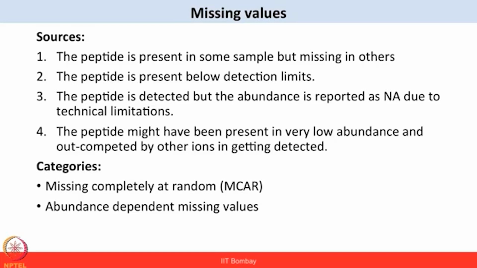Now next we talk about the categories of missing values. The categories are based on two properties: missing completely at random, that is MCAR, and abundance dependent missing values. Missing completely at random values occur due to technical glitches in instrumentation such as poor ionization, other peptides competing for charges, etc. Abundance dependent missing values occur due to peptides below the detection limit, or they may not be present in the sample, or the detector got saturated and failed to record the abundance. So these are the two main categories of missing values.